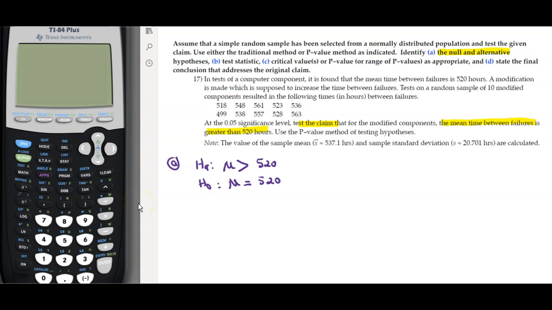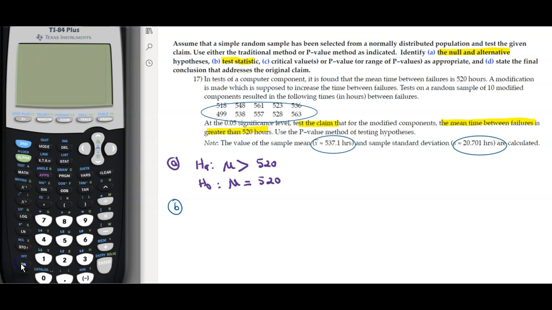Now for the B, we are looking for the test statistic, and the way to do it is to plug it into the calculator. I just want to bring to your attention that although they give us the list here, we are not going to use the list method, because they give us the value x bar and they give us the s. So we're going to use the stats method. So we start with the calculator.